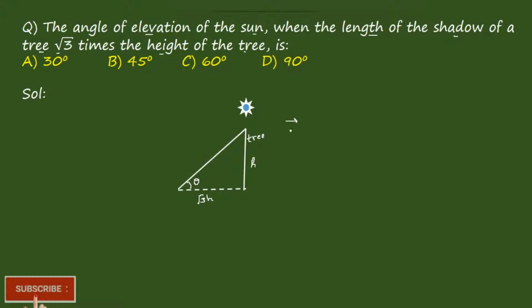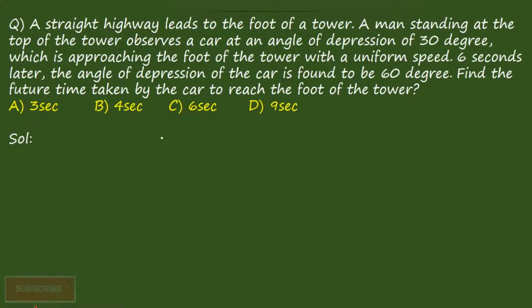It is trigonometry, so for angle theta we consider tan theta. Tan theta is perpendicular by base, which is height by root 3 times h, which is equal to 1 by root 3. So theta is 30 degrees, then it becomes 1 by root 3. So theta is 30 degrees. So the angle of elevation of the sun is option A, 30 degrees. Come to the next question.